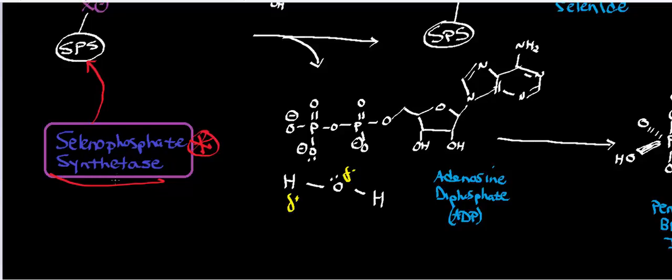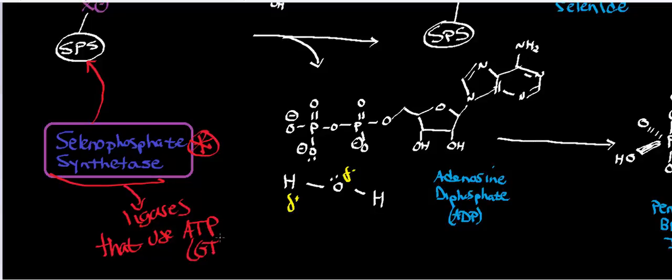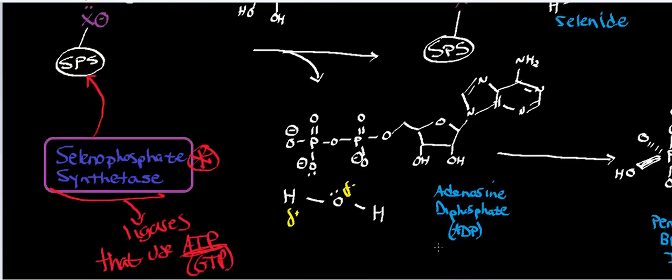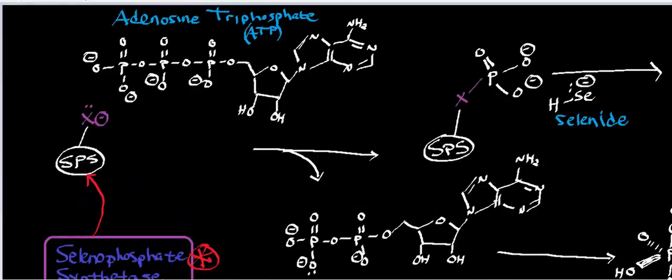Well, recall that synthetases in general are ligases that use adenosine triphosphate. Sometimes they can use GTP, but in general they tend to use adenosine triphosphate, and this enzyme is no exception. And really, I think you'll see there are two main steps that occur in this enzymatic mechanism. One of the steps is the actual synthesis of selenophosphate. And then we're going to generate a molecule called adenosine diphosphate, and in just a minute we'll see what happens to that molecule. But right now we're going to look at the mechanism by which we synthesize selenophosphate, which is catalyzed by selenophosphate synthetase.